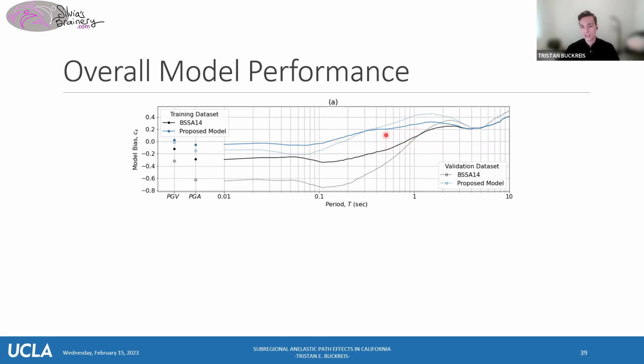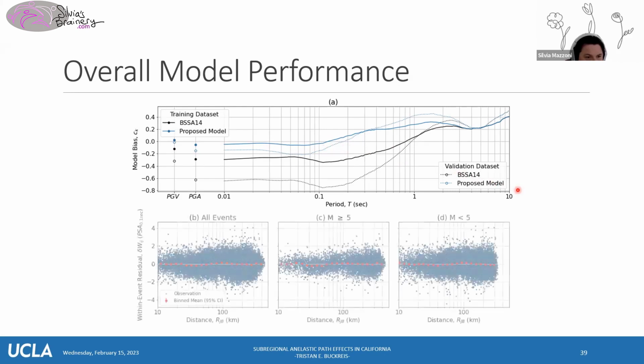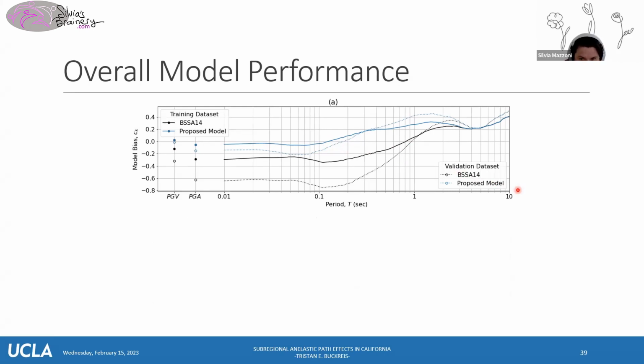There's a period range between like 0.5 to 1 second or so, where the proposed model does slightly worse. It's slightly more positive than the BSSA 14. But for the most part, the model does a much better job than BSSA 14. And a better job is judged by being closer to 0.